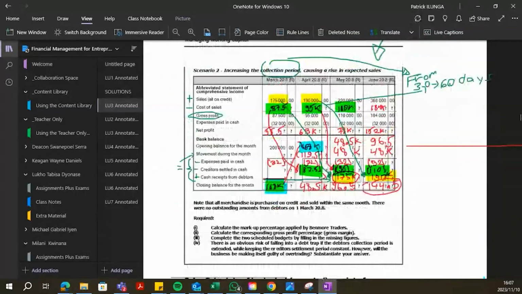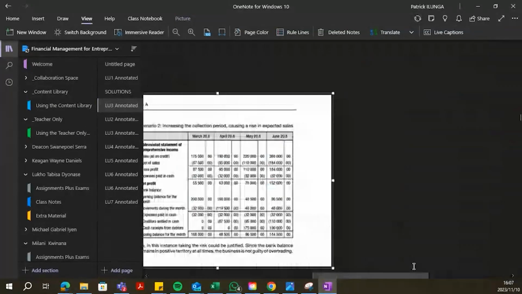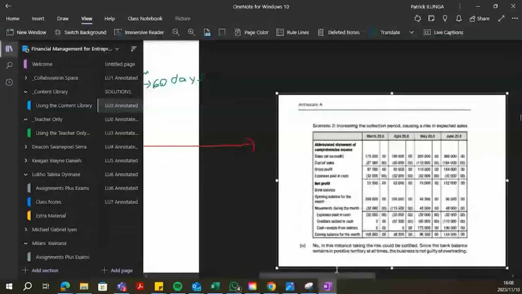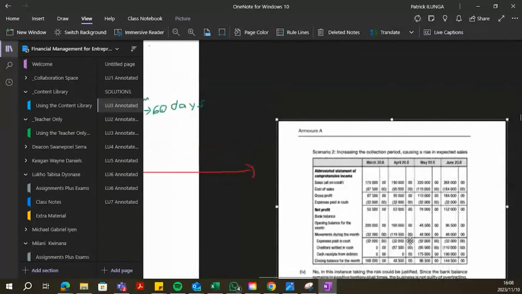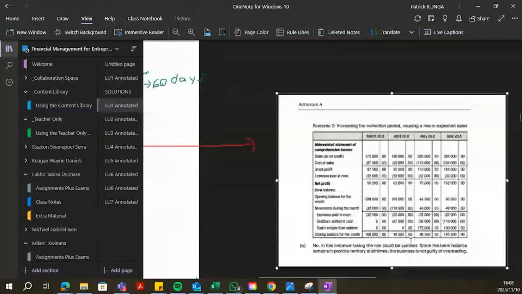Okay, at the end of the day, how would you know? It's because after you've done your calculations and you make sure that you do the calculation properly, then you can compare. So one of you said yes, one of you said no. In this instance, taking the risk could be justified. Meaning it's a good decision to take the risk to move from 30 days to 60 days. It's a good risk.